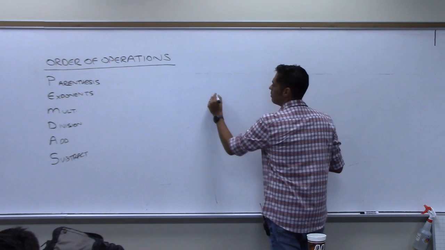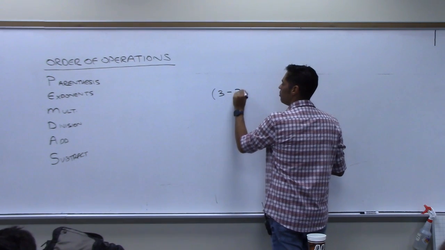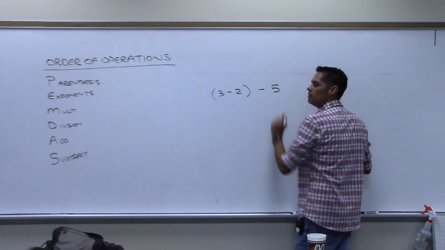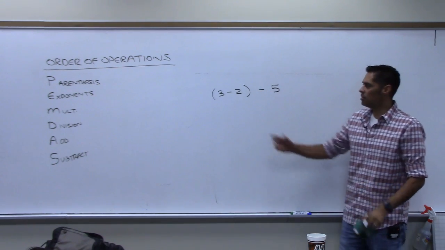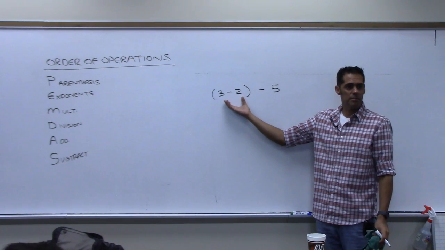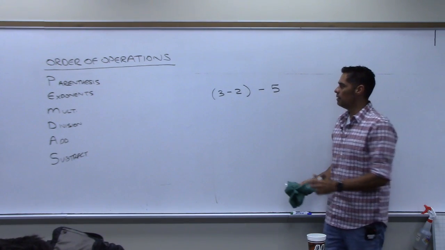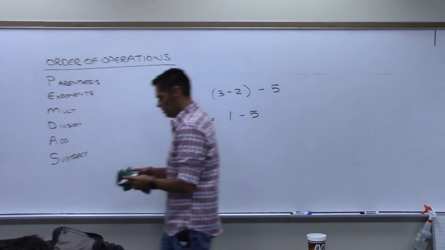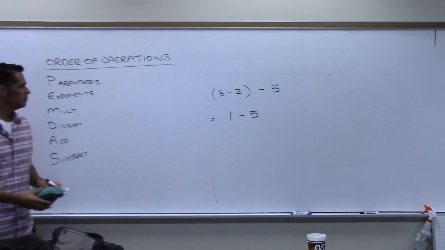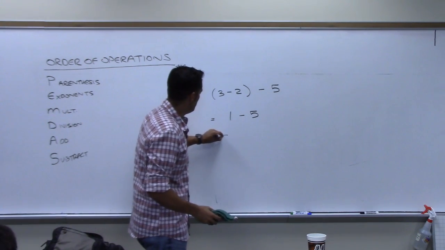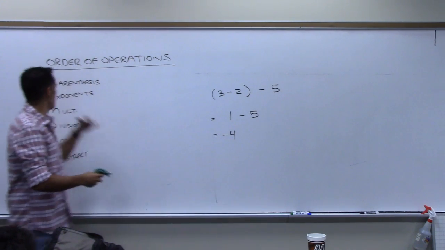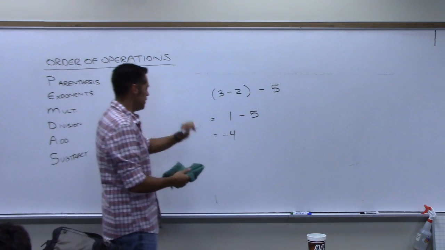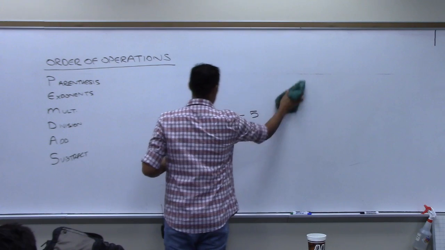So if I have 3 minus 2 minus 5, I'm supposed to do what's in parentheses first, right? So 3 minus 2 would be 1, then minus 5, and what's 1 minus 5? Negative 4. That's the idea. You go through these and you just do them in the right order. So I have another one for you to work on. This is what we're going to end with.